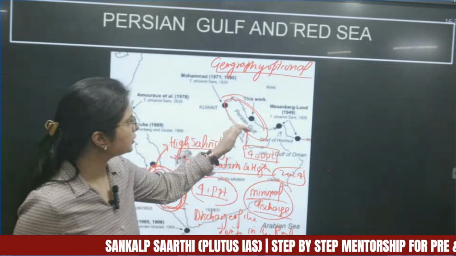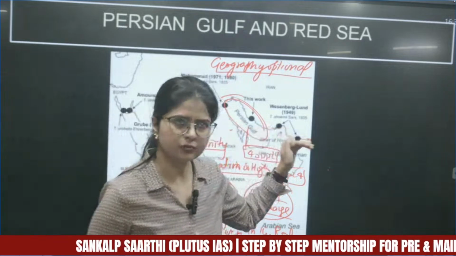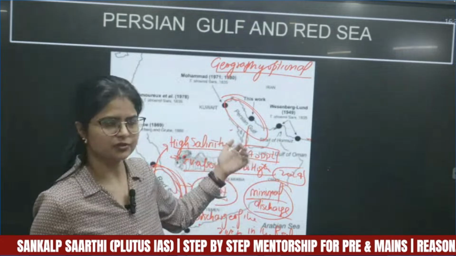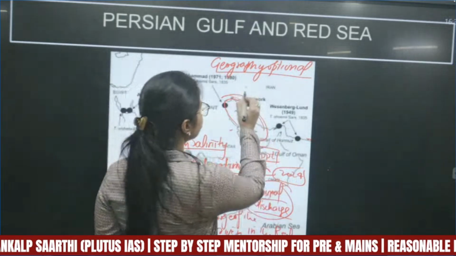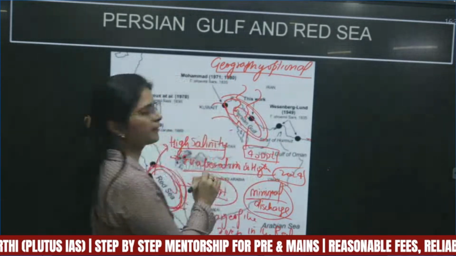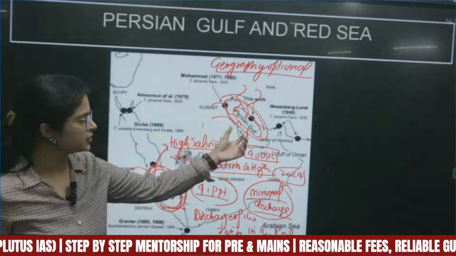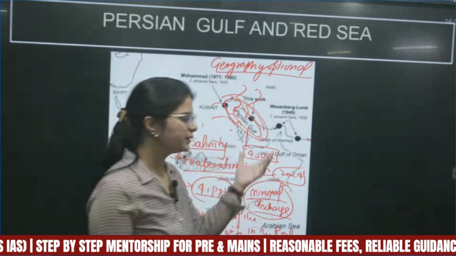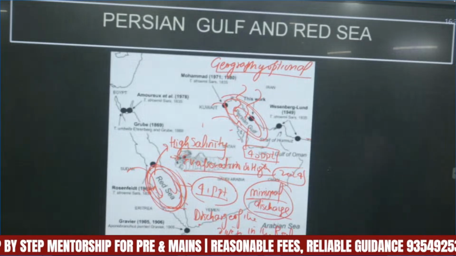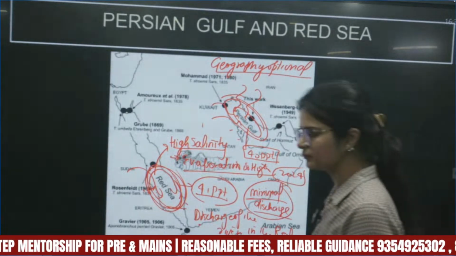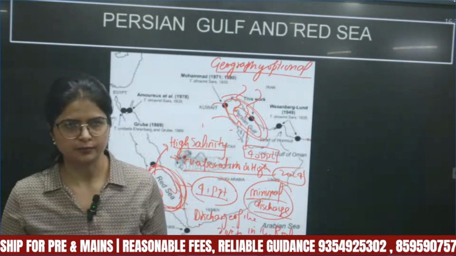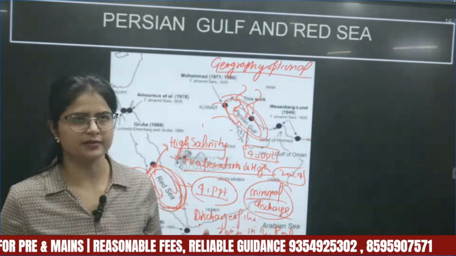Talking about the Persian Gulf, definitely the Persian Gulf also is having high evaporation, precipitation is also moderate. But the point is, there are certain rivers which are discharging into this area. There are certain rivers which are discharging into the Persian Gulf. So definitely the salinity value of the Persian Gulf is going to be less as compared to the Red Sea, although they both lie in the category of high salinity.